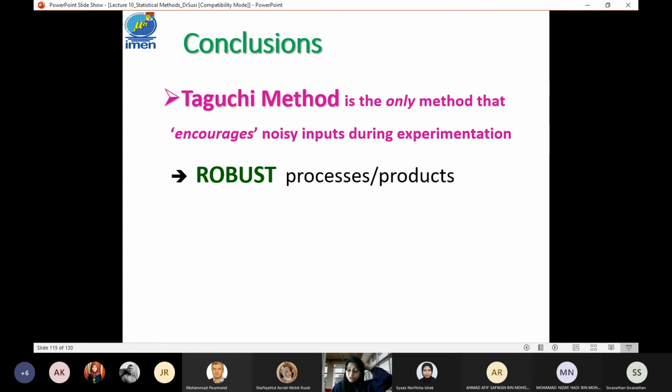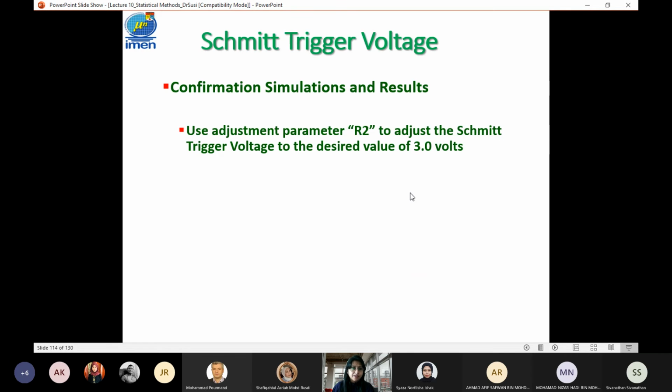So, in conclusion, it is the only method that encourages noisy inputs during experimentation. So it produces robust processes and products. Okay. So you use the adjustment parameter R2 to adjust the Schmitt trigger voltage to the desired value of 3 volts.